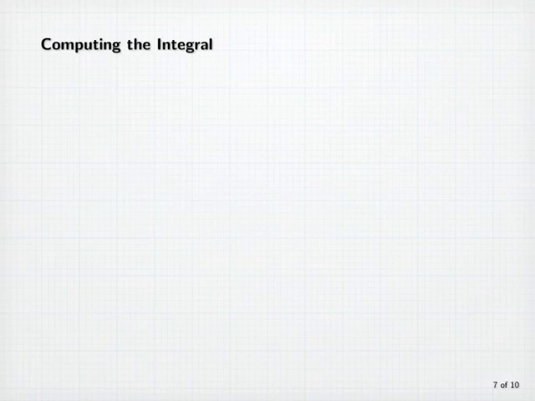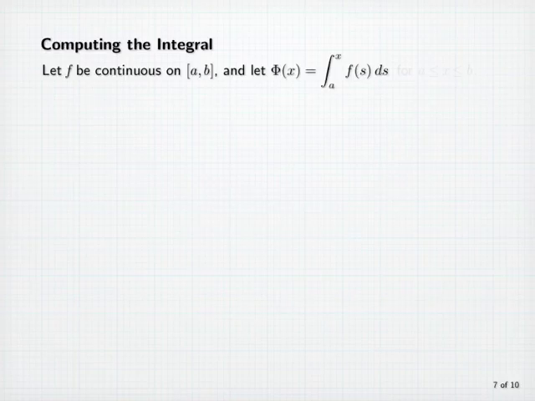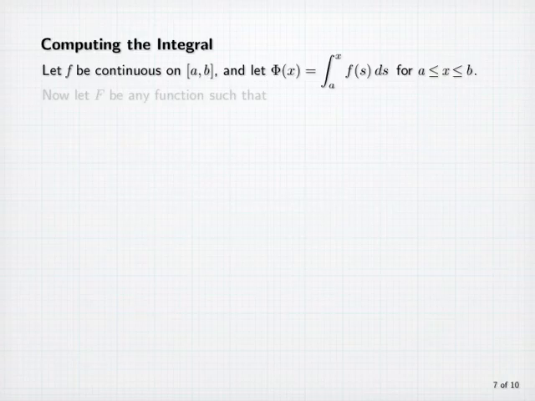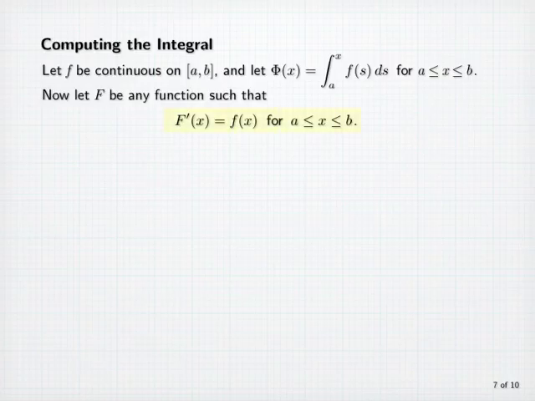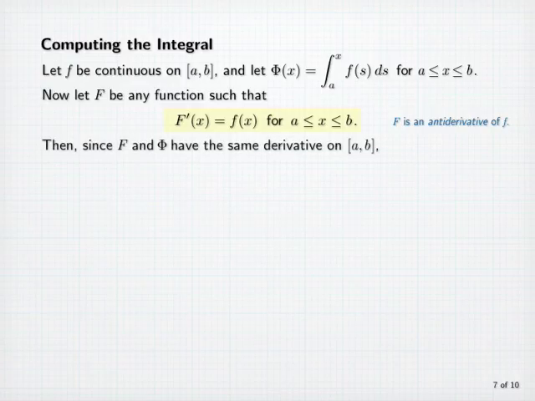Computing the integral. Let f be continuous on the closed interval ab, and let phi of x be the integral from a to x of f of s ds for x between a and b. Now let capital F be any function such that capital F prime of x is equal to little f of x for x between a and b. Since little f is the derivative of capital F, we say that capital F is an antiderivative of little f. Then, since capital F and phi have the same derivative on the interval ab, the derivative of their difference must be 0, and therefore their difference is a constant.